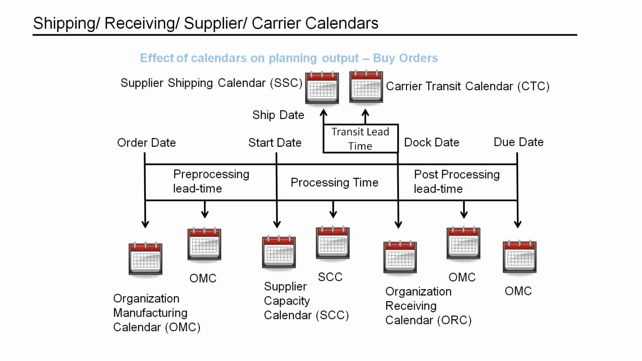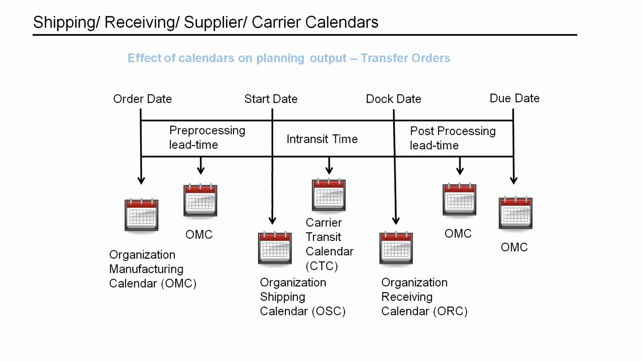This is again another example of the effect of calendars on planning output. So which calendars are considered? Obviously, if the material is in transit, it will take all the holidays and the working days from the carrier calendar. As and when the goods arrive at your organization, you will receive the goods based on the organization receiving calendar. So all these types of calendars have a different purpose.